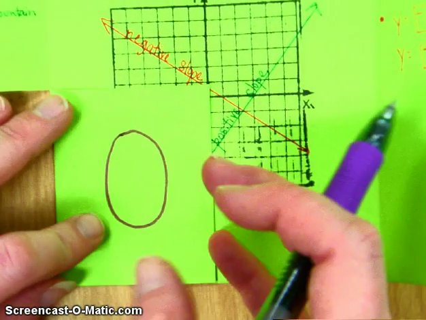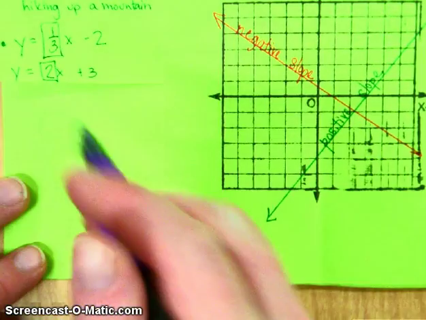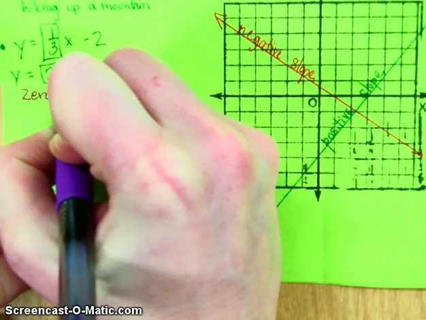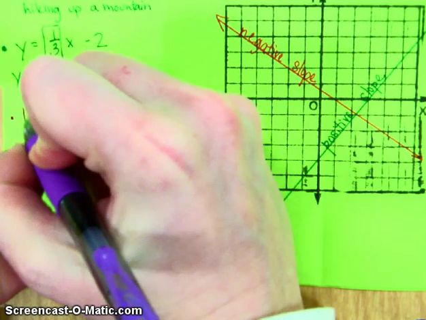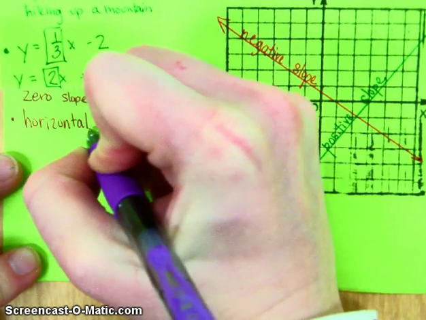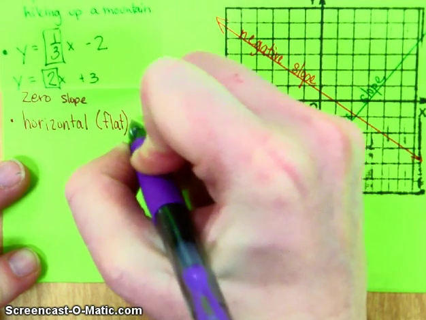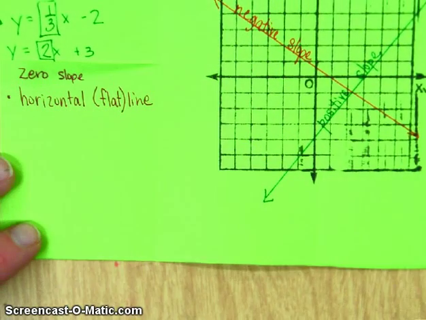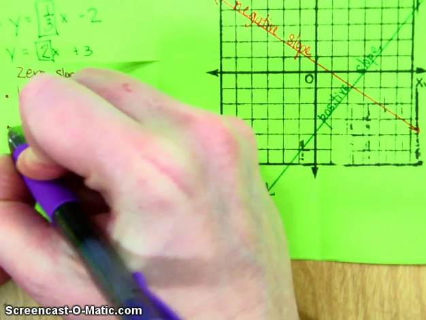Under 0, this is a line that has 0 slope. It is a horizontal line. Some people call it a flat line. It has no slope to it. Okay?